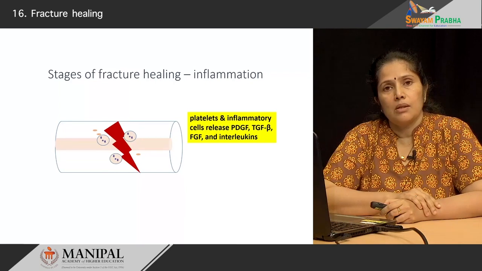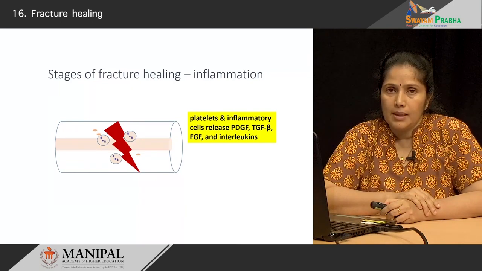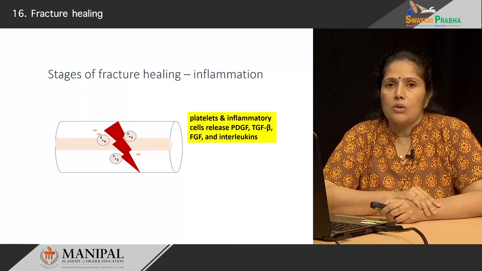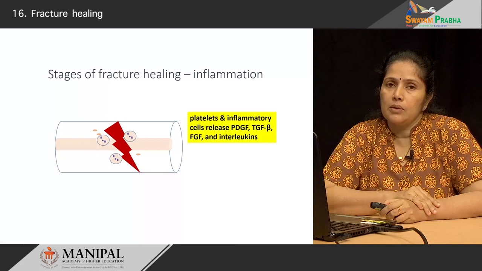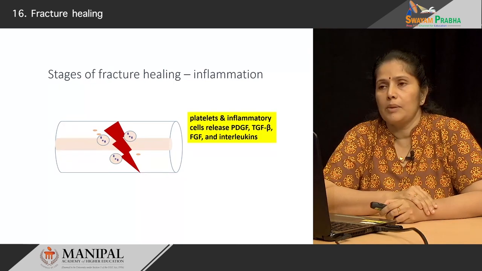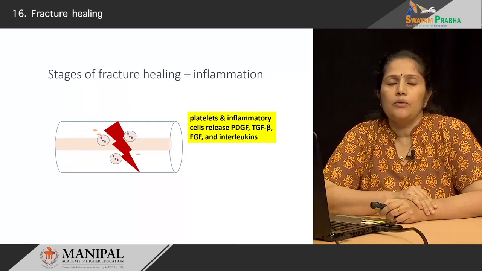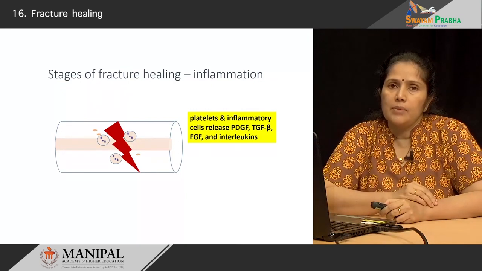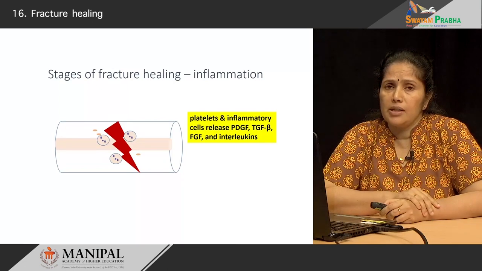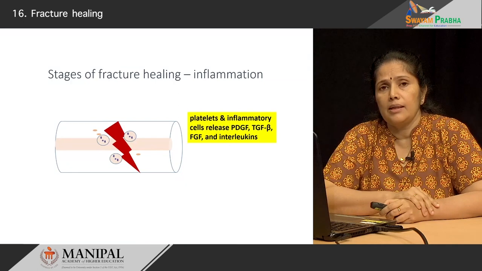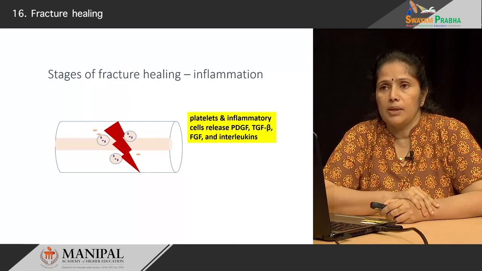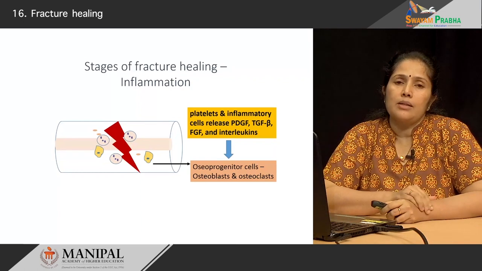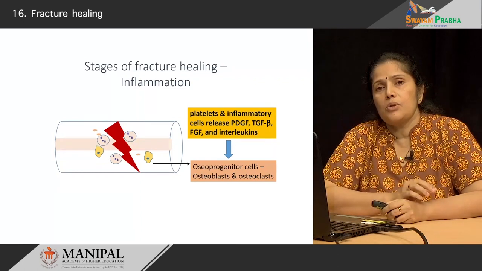As the word inflammation tells you, a lot of inflammatory cells come in, and a lot of growth factors are released by these inflammatory cells. The predominant cells which play an important role are the platelets along with the other inflammatory cells, and a huge gamut of growth factors as well as interleukins are released. The most important among them are platelet derived growth factor PDGF, transforming growth factor beta and the fibroblast growth factor. All these inflammatory cytokines will be released in large amounts, and they will then stimulate what are known as the osteoprogenitor cells.